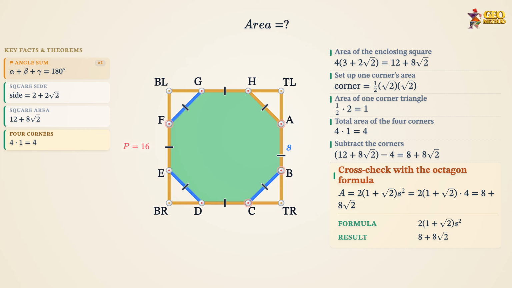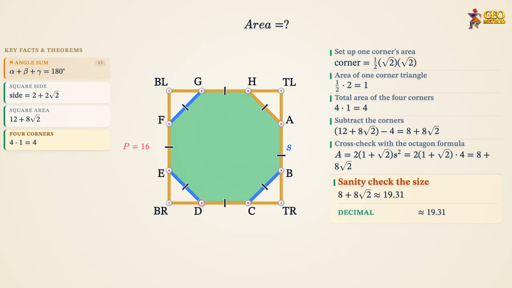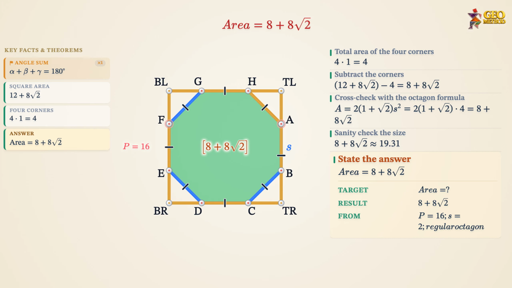As an independent check, the standard regular octagon area is 2 times 1 plus root 2 times the side squared. With side squared equal to 4, that is 2 times 4 times 1 plus root 2, which is exactly 8 plus 8 root 2. Both methods agree. Numerically, 8 plus 8 root 2 is about 19.3. The enclosing square, roughly 4.8 on a side, has area near 23, and the octagon sits just inside it. That is exactly what we expect. So the answer is 8 plus 8 square root of 2.